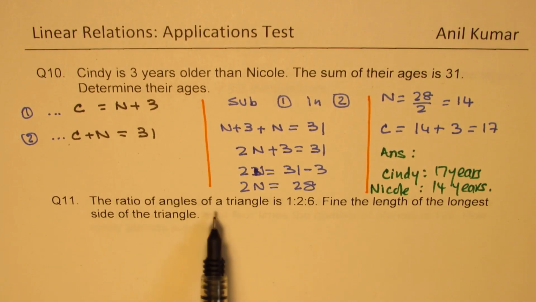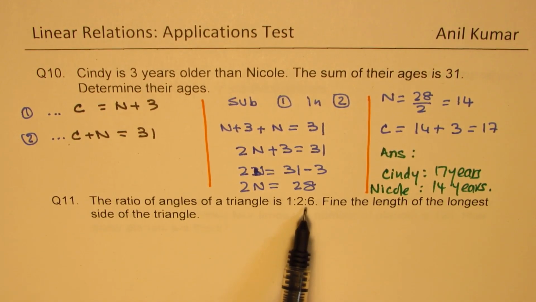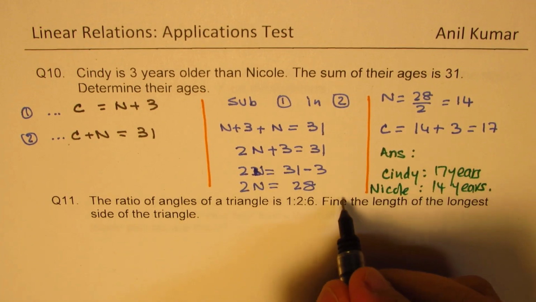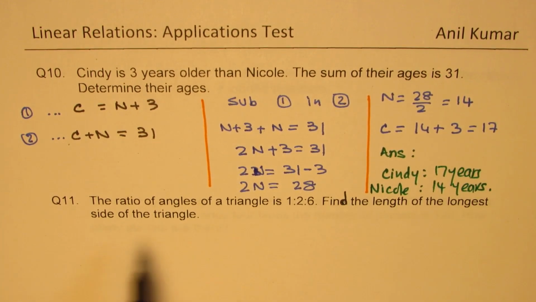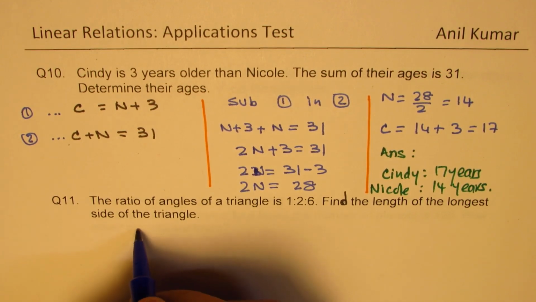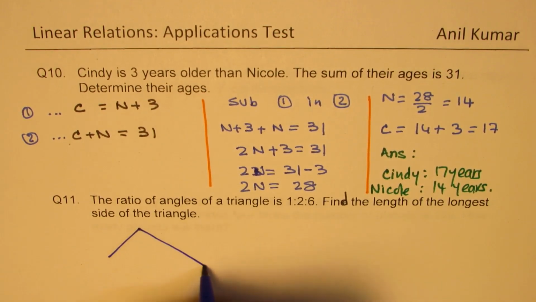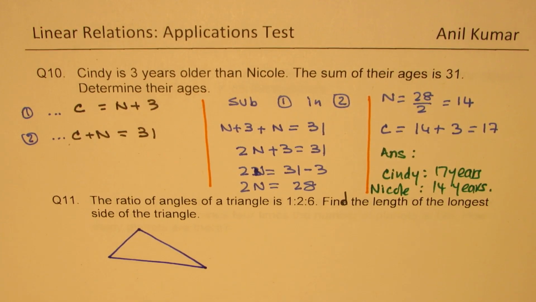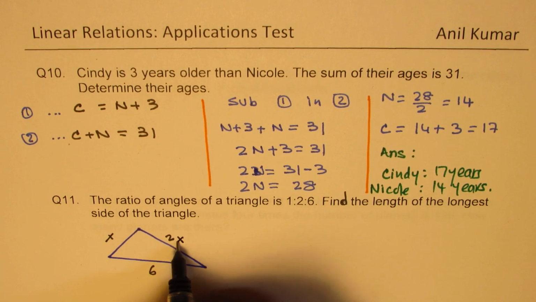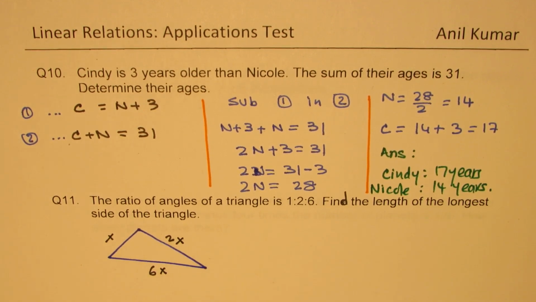Question number 14. The ratio of angles in a triangle is 1:2:6. Find the length of the longest side of a triangle. Okay, so let's sketch a triangle here. So we are saying the ratio is 1 is to 2 is to 6. Let us say multiply each by x. Does it make sense?